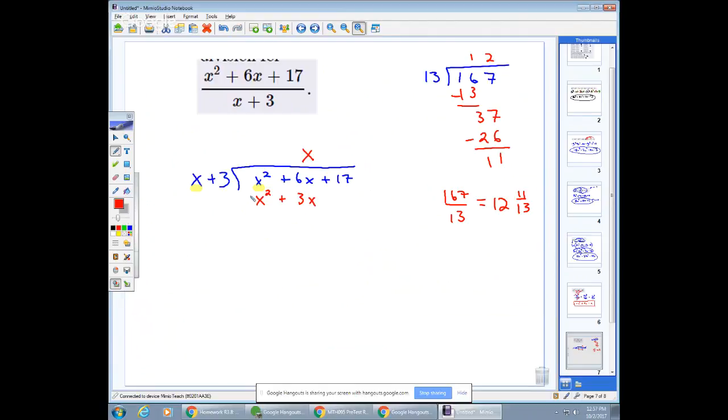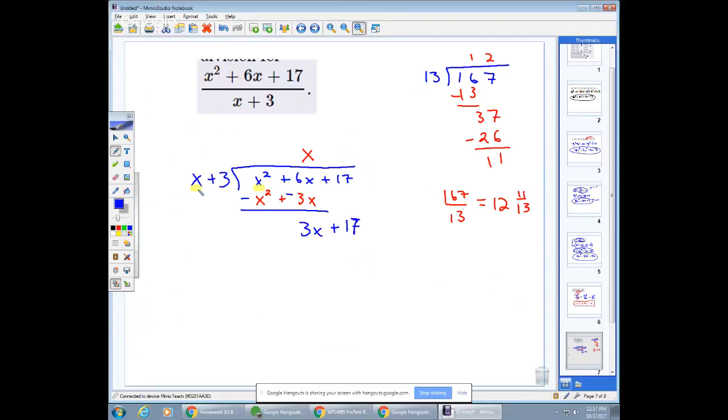Now, the next thing is we have to subtract. I have to subtract the whole thing, which means I have to change the signs of each of these in order to subtract. x squared minus x squared gives me a 0, which is always the goal. And then I have a 6x plus negative 3x, which is a positive 3x. Bring down the next piece. Oops, 7.